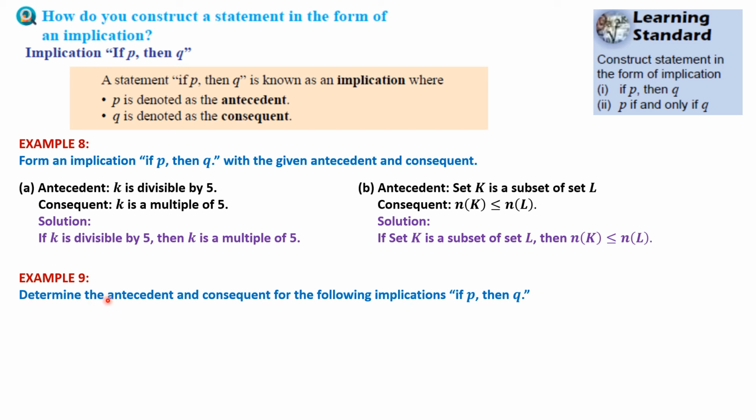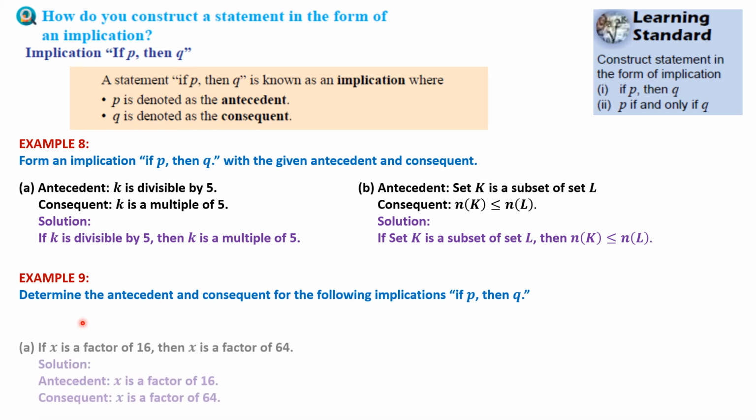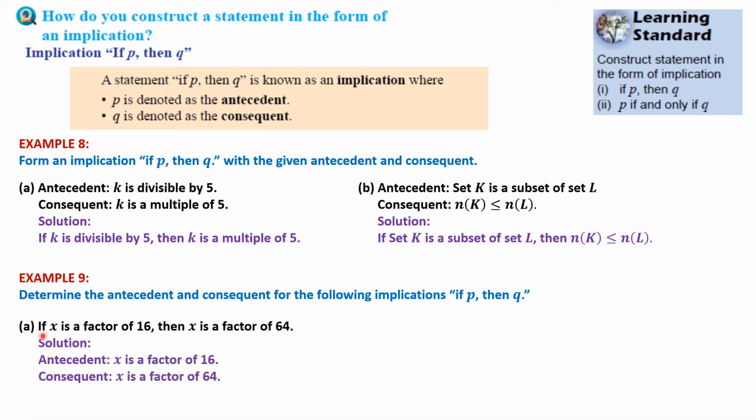Okay, now we look at example 9. This one is determine the antecedent and consequent for the following implication: if P, then Q. I give you an implication, and after that you have to write down the antecedent and consequent. Okay, now we look at A.